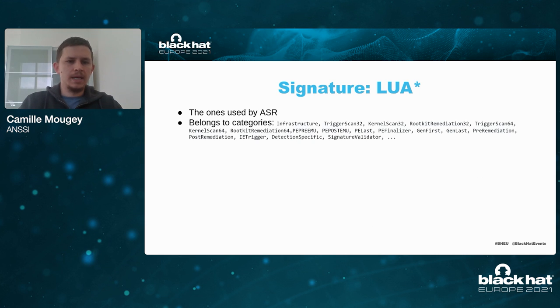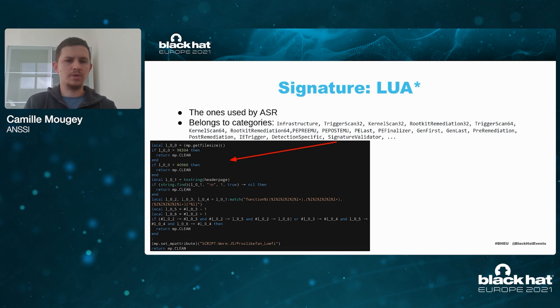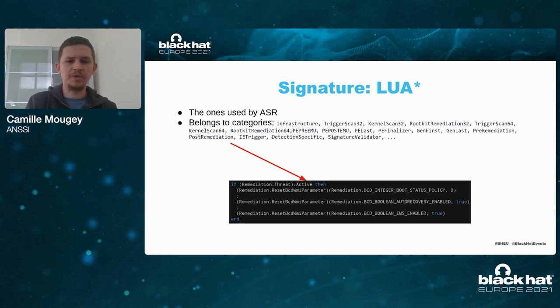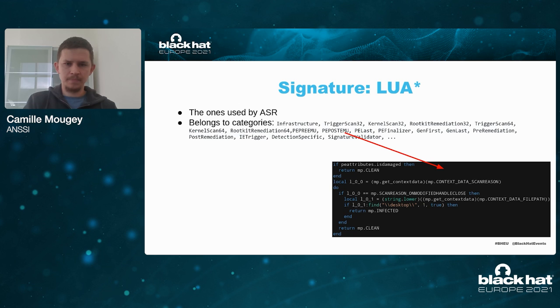If we get back to what we saw before, the Lua signatures, which were the ones used by ASR, if we dig in a bit more, we saw that they actually belong to categories like infrastructure, signature validator. So there is an example of a signature validator, an example of a post-remediation, which is checking some WMI parameter, and this is another one which is checking things in the emulation sandbox.